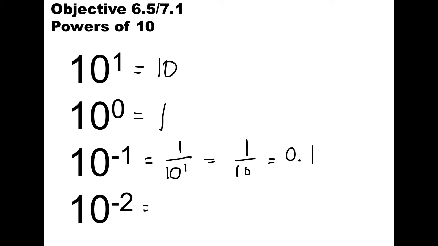So we're going to write that in fraction form first. 1 over 10 times 10. That's our expanded form. So let's go ahead and write it as our standard form is 1 over 100. And that equals 0.01. And so we can notice there's patterns that are emerging.